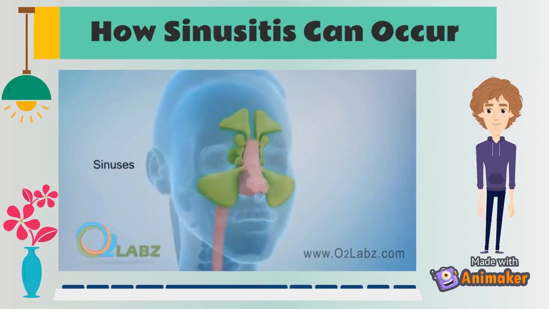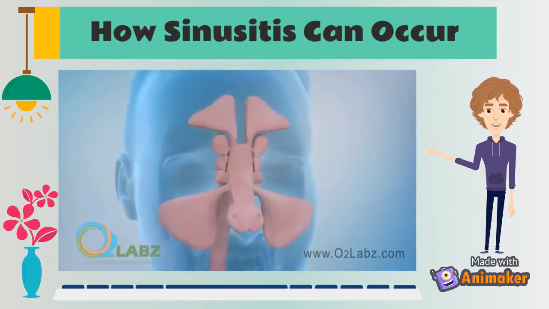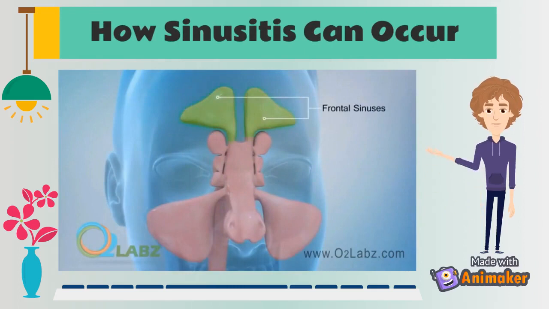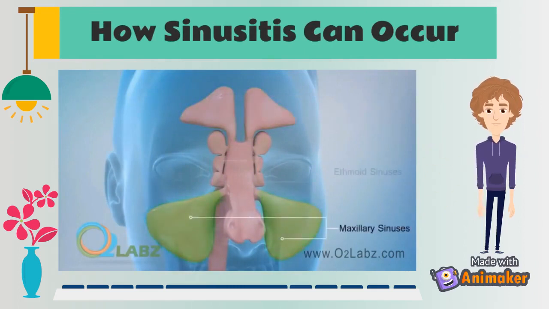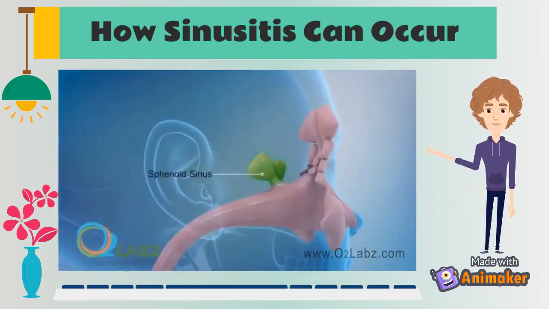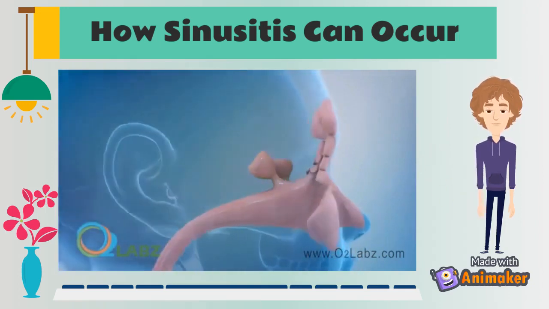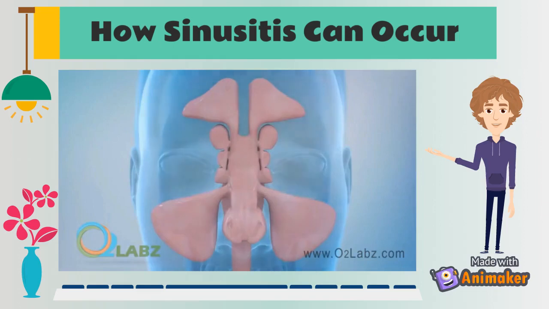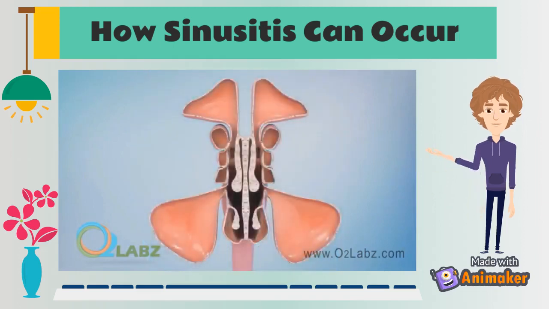How does sinusitis occur, also known as the pathophysiology of sinusitis? Sinuses are located in the face and the skull. There are 4 pairs of sinuses located on either side of the head. They are the frontal, maxillary, ethmoid, and sphenoid sinuses. Sinuses are lined with respiratory epithelium producing mucus. This mucus will drain into the nasal cavity through a small opening called the ostia.